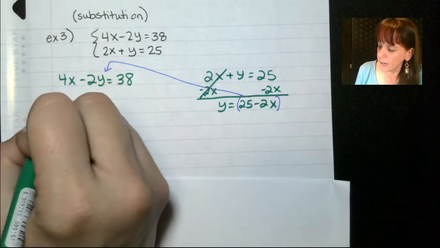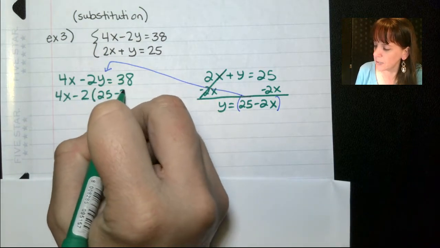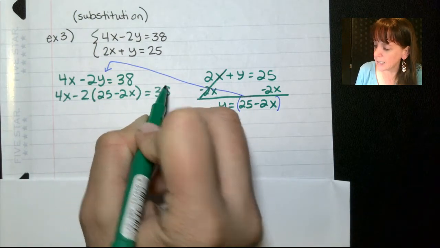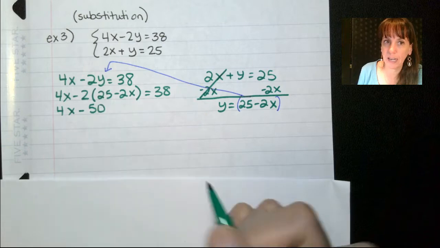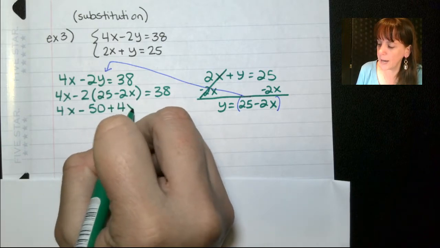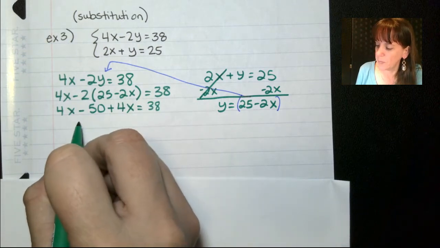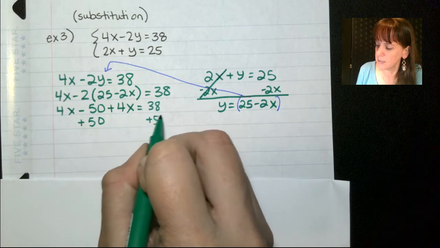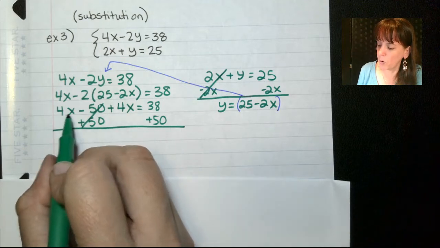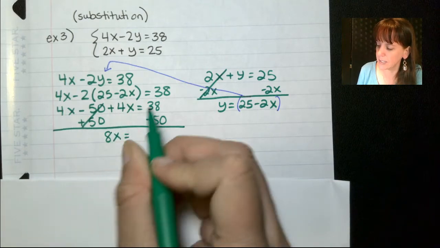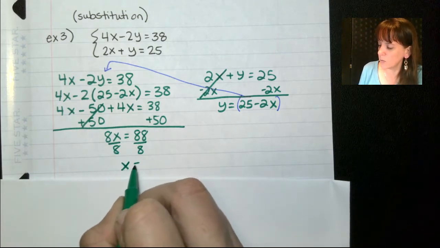All right, so we've got now 4x minus 2, and instead of y, we're putting this garbage in. So 25 minus 2x equals 38. So 4x minus 50, because I'm distributing negative 2 to 25, plus 4x, because negative 2 times negative 2 is positive 4, equals 38. Now, I'm going to add 50 to both sides. And so when I do that, I end up with 4x plus 4x gives me 8x equals 88. Divide both sides by 8, and I end up with x equals 11.